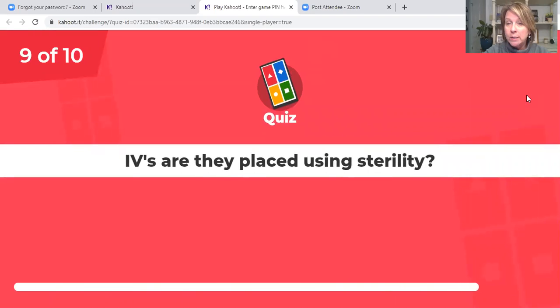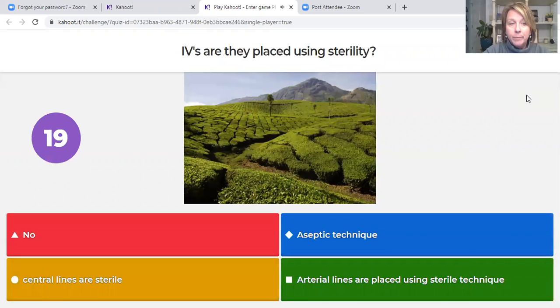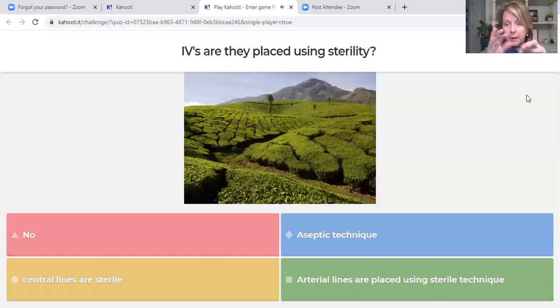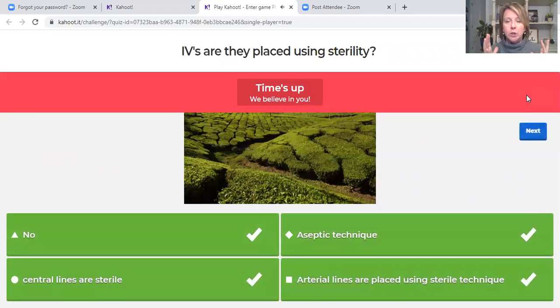IVs, are they placed using sterility? No, they're not. They're considered an aseptic technique. Central lines are placed under sterile fields, under sterile technique, and arterial lines are placed using sterile technique. But actual peripheral IVs, intravenous access, is not. It is aseptic, meaning I'm not going to touch the end, but I'm not setting up that sterile field and using sterile gloves. I've got clean gloves on. I will clean the site that I'm going to puncture, but I'm not touching everything, then going in, because I know I am accessing a vein.